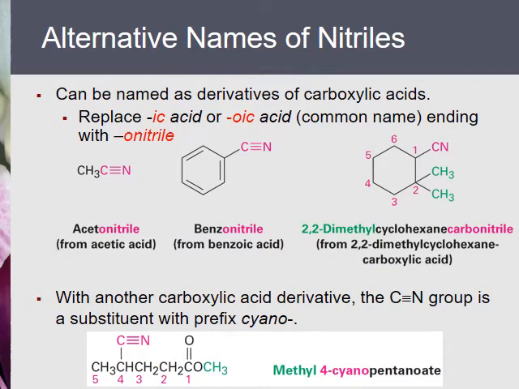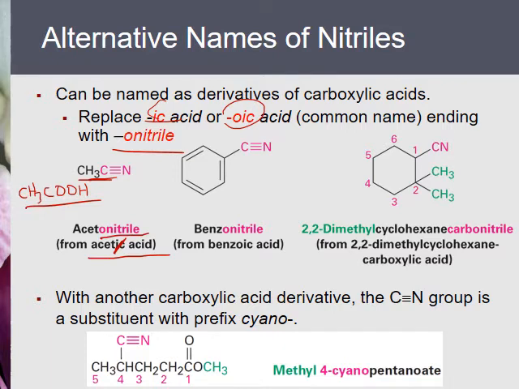Since nitriles are closely related to carboxylic acids, they can also be named as derivatives of carboxylic acids. In this case, we replace oic or ic in the carboxylic acid by o-nitrile. For example, in the first molecule, there are 2 carbons, and the corresponding acid is CH3COOH. The name for this carboxylic acid is acetic acid, and we replace ic by o-nitrile, so the name is acetonitrile.